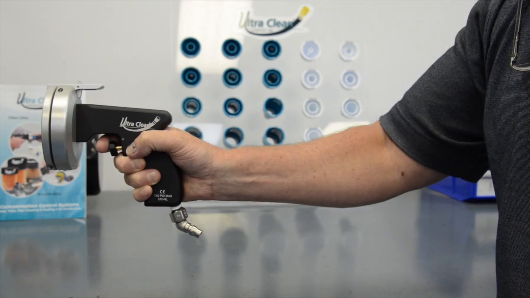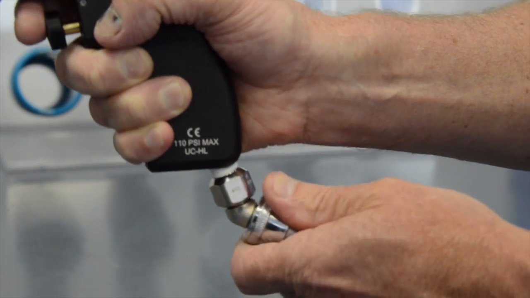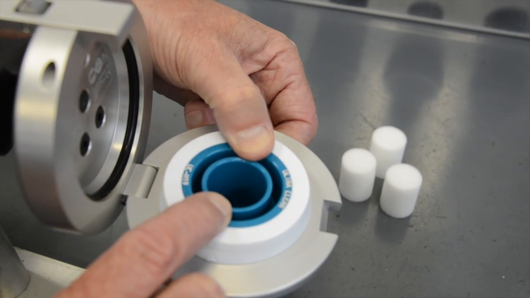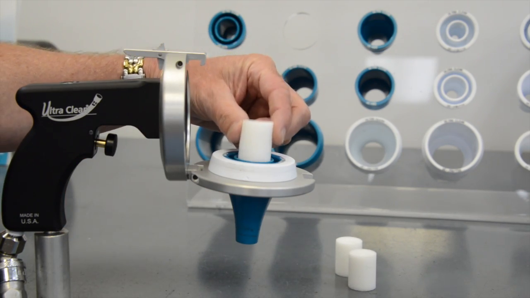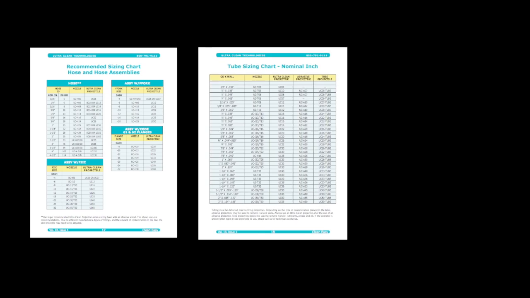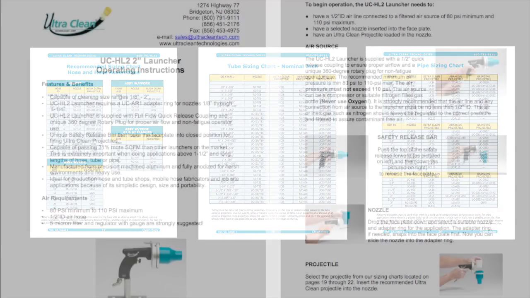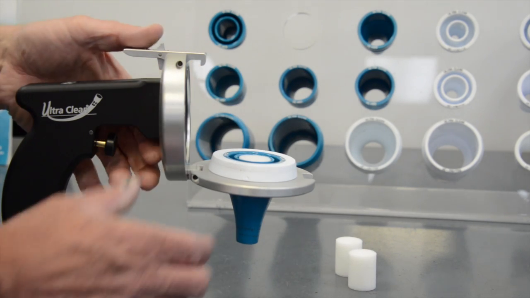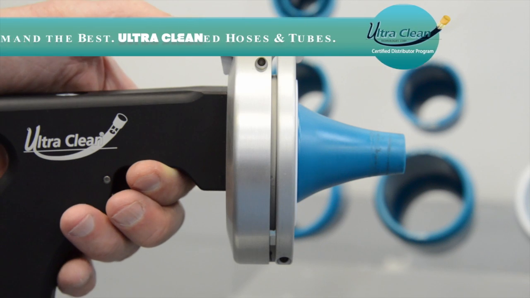Connect your ultra-clean launcher and full-flow quick disconnect to a filtered and regulated air source. Load the recommended nozzle and ultra-clean projectile into the launcher's faceplate. Nozzle and projectile sizing charts for hose assemblies, tubing, and pipe are supplied with each unit, along with our recommended cleaning procedures. Now, close the faceplate of the launcher. The safety release bar will lock it into position.